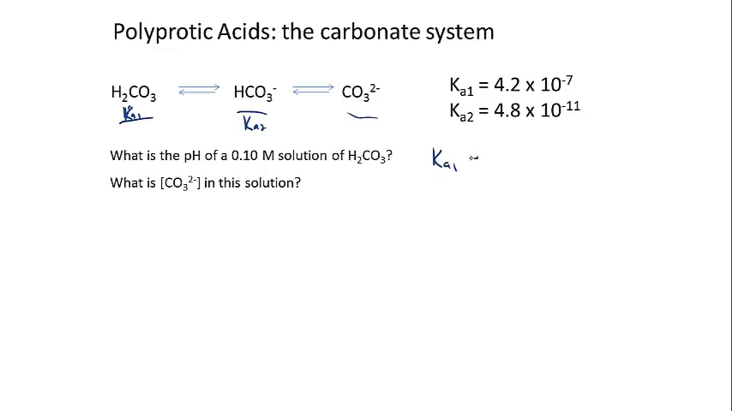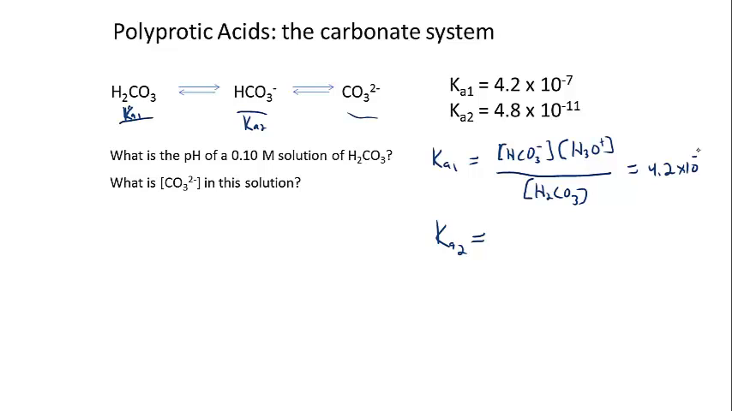And so for Ka1, if we write out our equilibrium expression, it's going to be products over reactants. It's going to be HCO3 minus times H3O plus over H2CO3, and that equals 4.2 times 10 to the minus 7. So it's a pretty weak acid. Ka2, on the other hand: our acid now, our reactant, is the hydrogen carbonate ion, the bicarbonate ion, and our products are going to be CO3 2 minus times H3O plus.